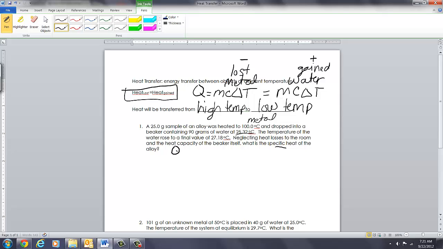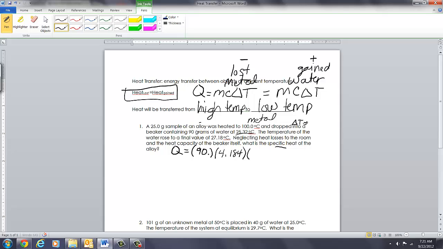Q is my heat. I do not know that. What's my mass of my water? And it's right here, 90 grams. I didn't write this problem, but I'm going to say add a decimal so that we can get one more significant figure. So just add a decimal. Times specific heat of water. It's in our packet. We talked about it. It's a constant, 4.184.